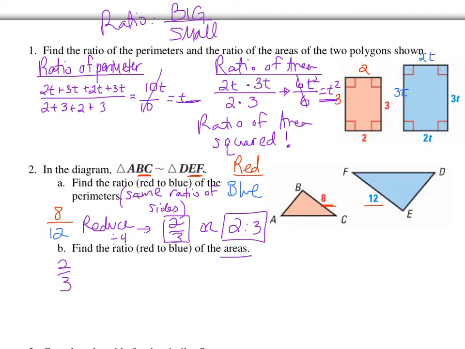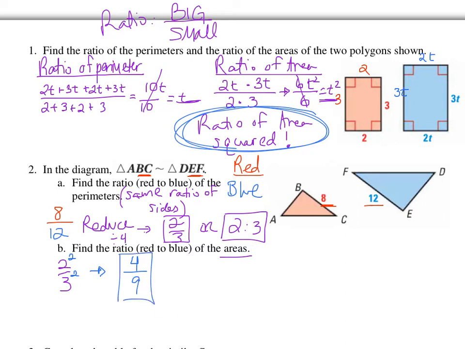If you remember, we need to square both of the numbers to find the ratio of the area. So I'm going to take 2 squared and 3 squared. That gives me 4 over 9, and now that is my ratio of the areas. Again, we can write that side by side as well, so 4, 9, like that.